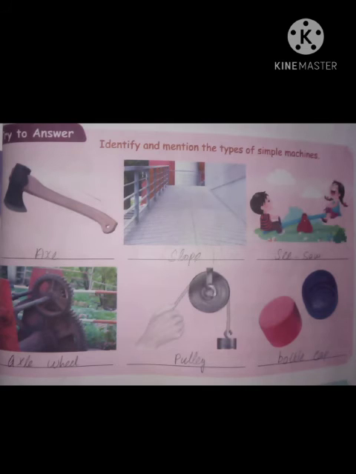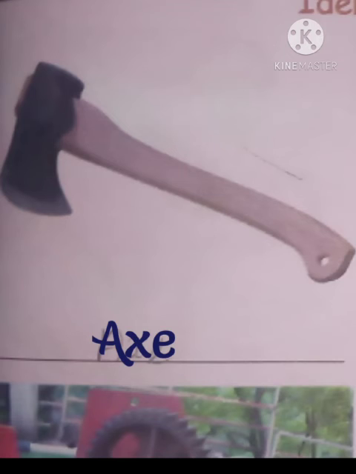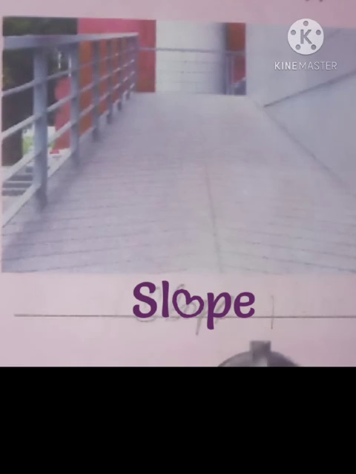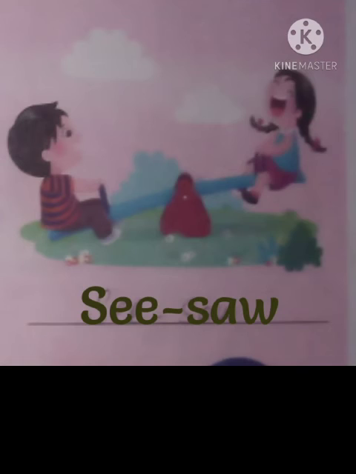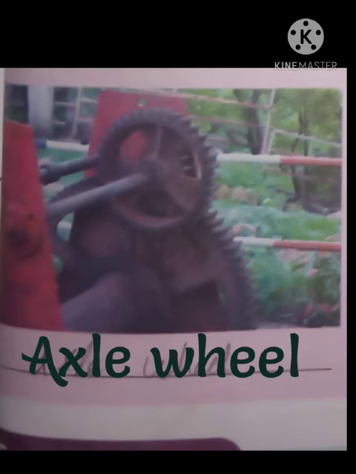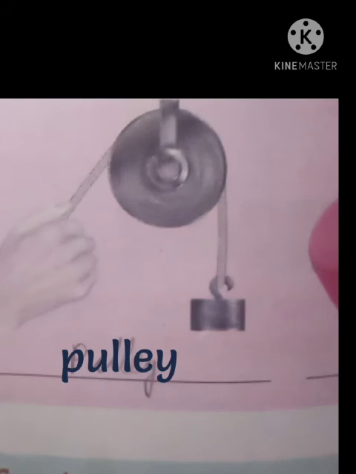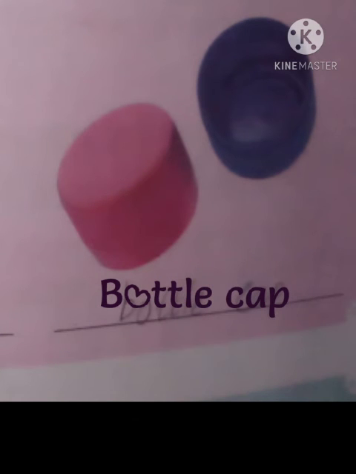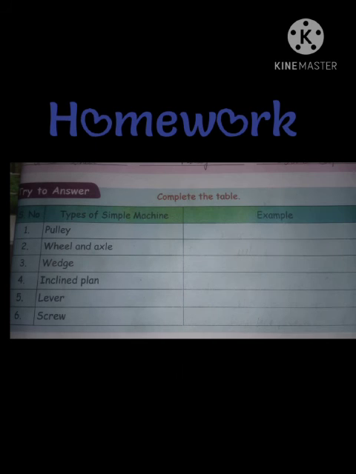Next, try to answer. Identify and mention the types of simple machines. First one, axe. This is wedge. Next, seesaw. This is lever. Next, pulley. Next, bottle cap. Try to answer. Complete the table. Simple machine types are given here. Let's write the example of each simple machine. This is homework for you.